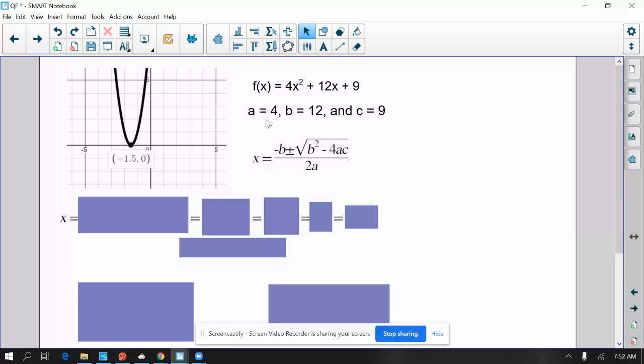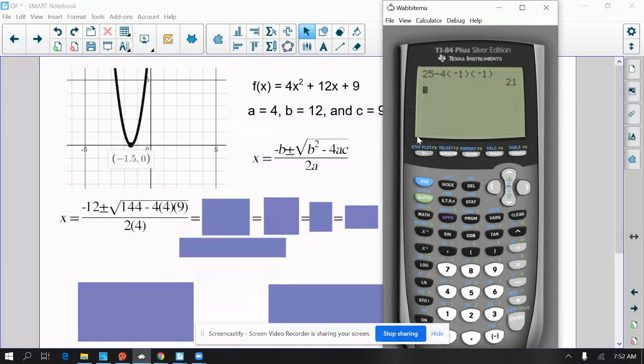So A is 4, B is 12, C is 9. Plug it into the quadratic formula. You should pause the video and figure it out. But you type in everything. B is 12, so 12 squared is 144. Go into my calculator, 144 minus 4, parentheses, 4, parentheses, 9. Enter. I get 0.